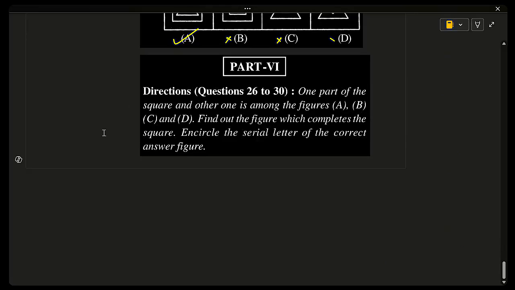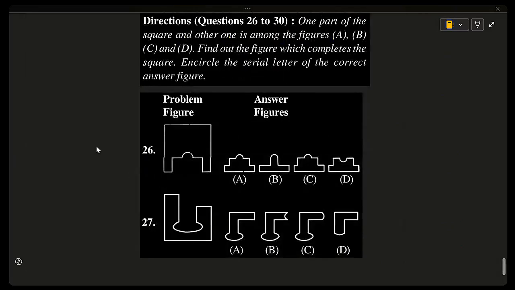Directions 26 to 30. One part of the square is given and the other one is among the figures A, B, C, D. Find out the figure which completes the square. Encircle the serial number. That is completing the geometrical figure. But here they are asking only about square, not triangle or circle. So we have to complete the square. In order to complete the square, which part we have to attach, that we have to check and choose that option in order to complete the square. So 26th one.